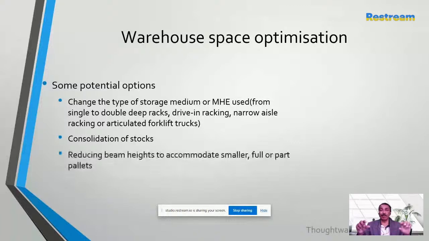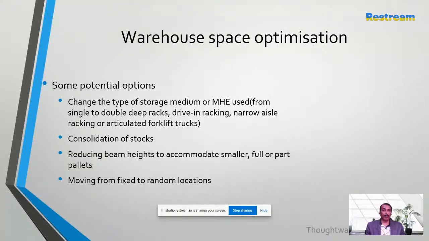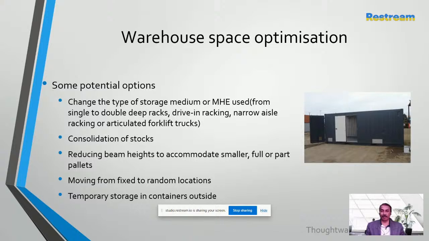So possibly some flexibility in the rack design should be possible so that we can move the beam height either up or lower. And one more important thing could be you can move to random location storage. Of course, you need an IT tool like WMS to handle this requirement. Temporary storage in containers outside, for example, if you have a huge item and security is not a big issue, you can hire this kind of movable portable containers and store this item. Of course, this has to be a temporary storage.